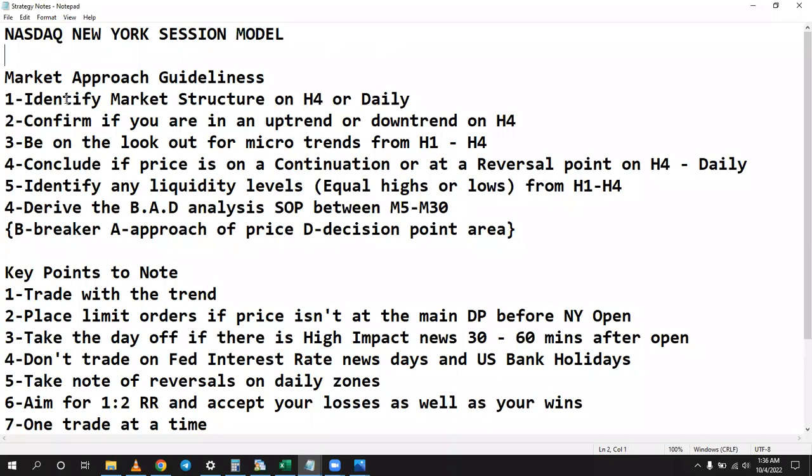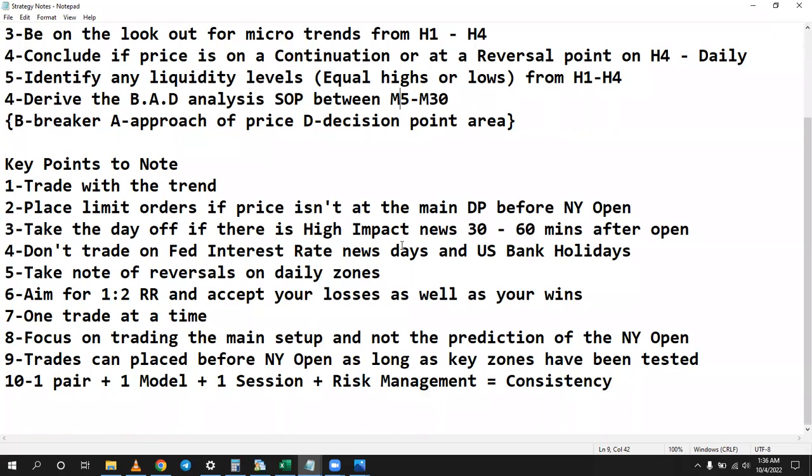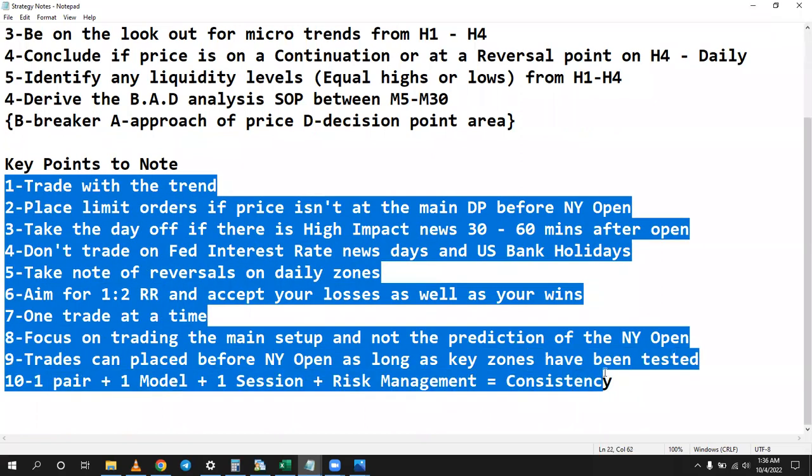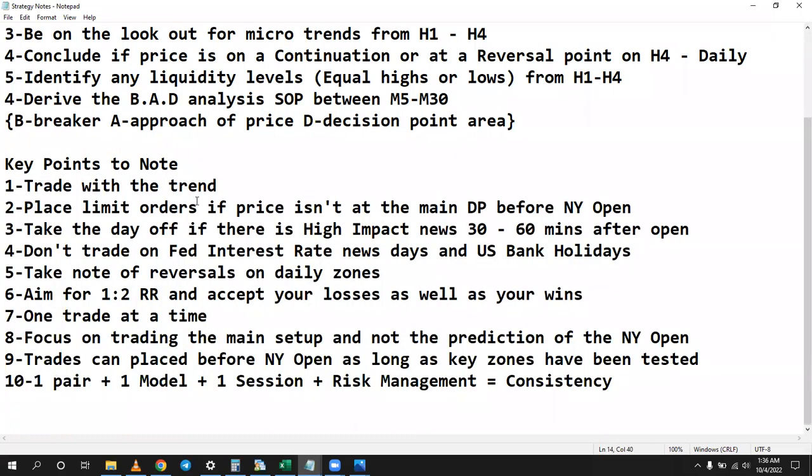Yeah, so it's a very simple model. It's not really complicated. Basically, you follow the trend and then you look out for entries on lower time frames using the BADSOP. It's as simple as that. Putting into consideration these key points that I hinted clearly. Yeah, so I think that marks the end of the video.